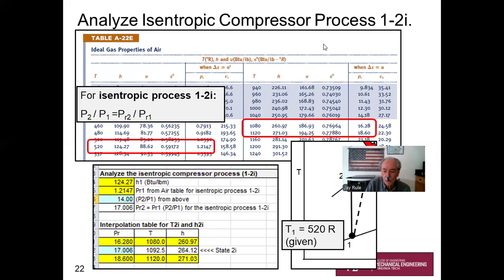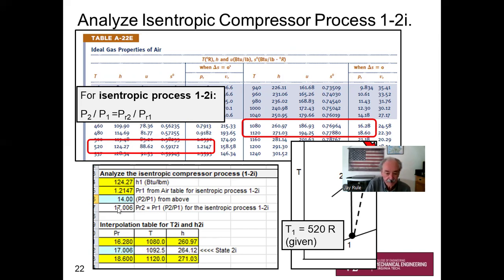The next thing I do is start working around the cycle. Isentropic compressor process 1 to 2I. For an isentropic process, P2 over P1, that's 14, equals PR2, which I don't know yet, divided by PR1, which I need to find. So here we go. Table A22E, at 520 degrees R, I look up PR1, 1.2147. Also, based on my planning, I've got to write down H1 because I'll be using the first law, 124.27.